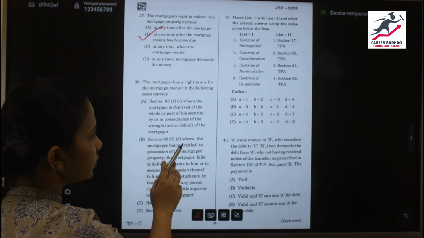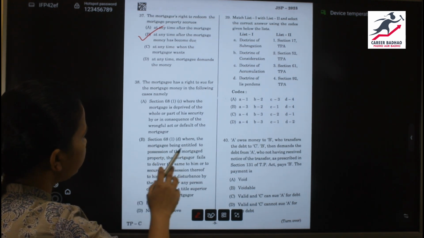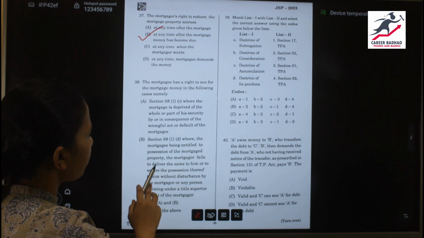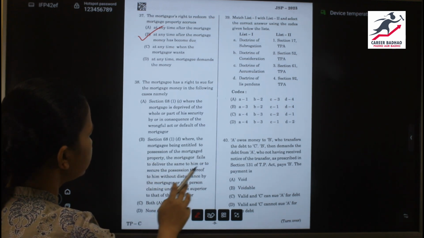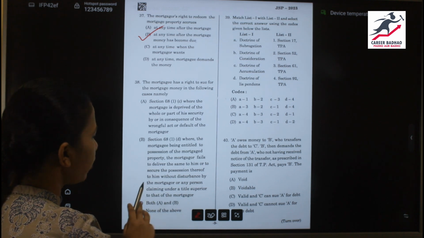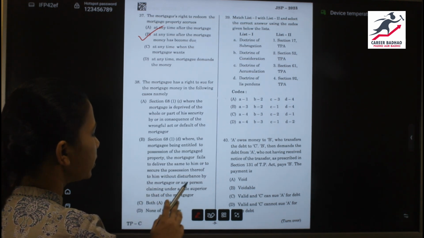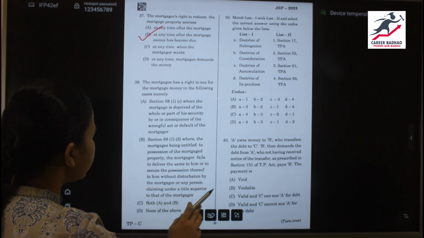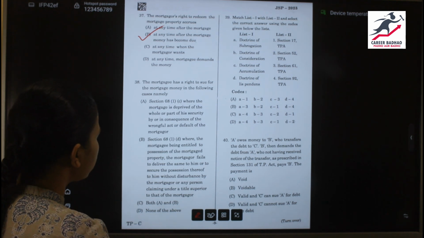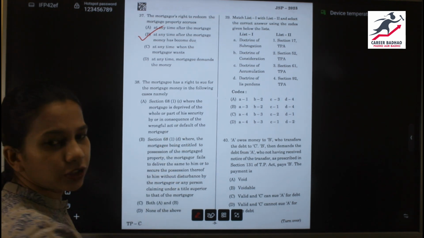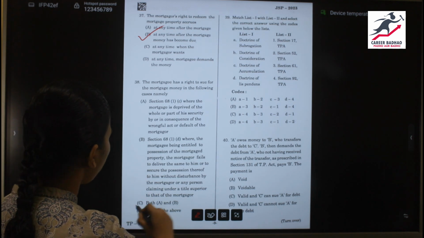Option number B, section 68(1)(d), where the mortgagee being entitled to possession of the mortgaged property, the mortgagor fails to deliver the same to him or to secure the possession thereof to him without disturbance by the mortgagor or any person claiming under a title superior to that of the mortgagor. Yes, so if you read section 68, you can find out that both the options are correct.